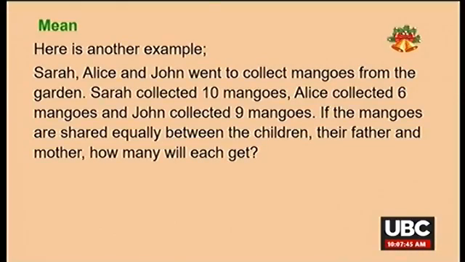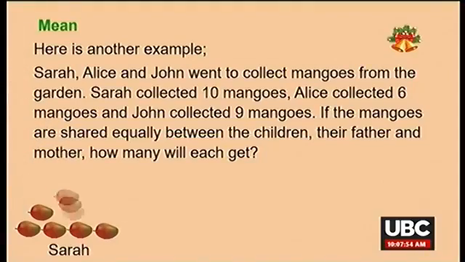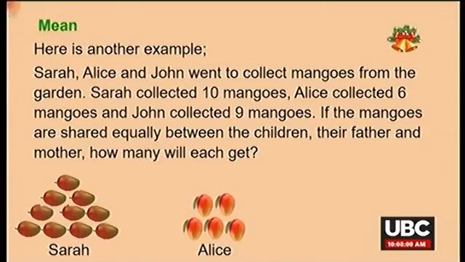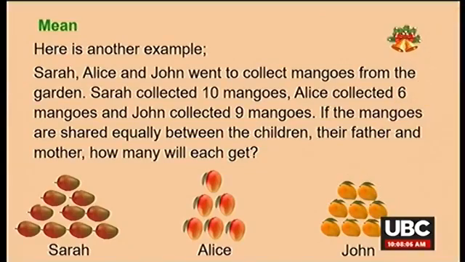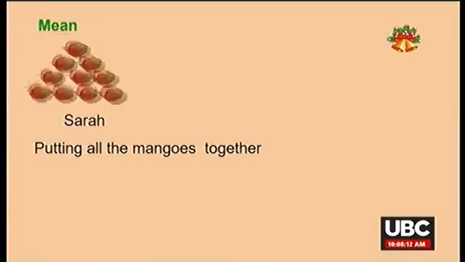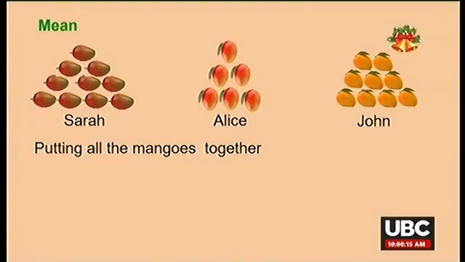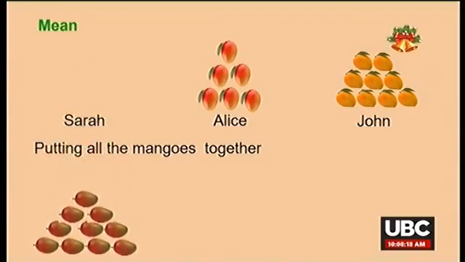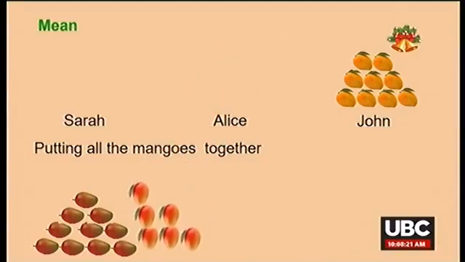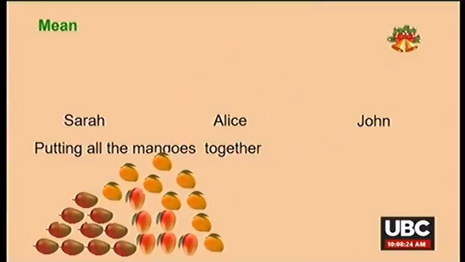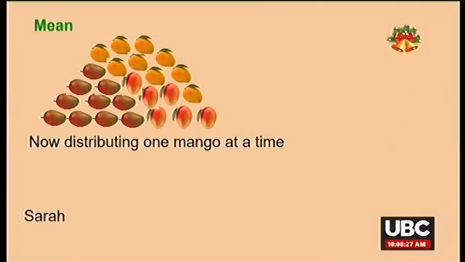The example is shared on your screen. Sarah, Alice, and John went to collect mangoes from the garden. Sarah collected 10 mangoes, Alice collected 6 mangoes, and John collected 9 mangoes. If these mangoes are to be shared equally among 5 members of the family, the 5 members are Sarah, Alice, John, father, and mother.